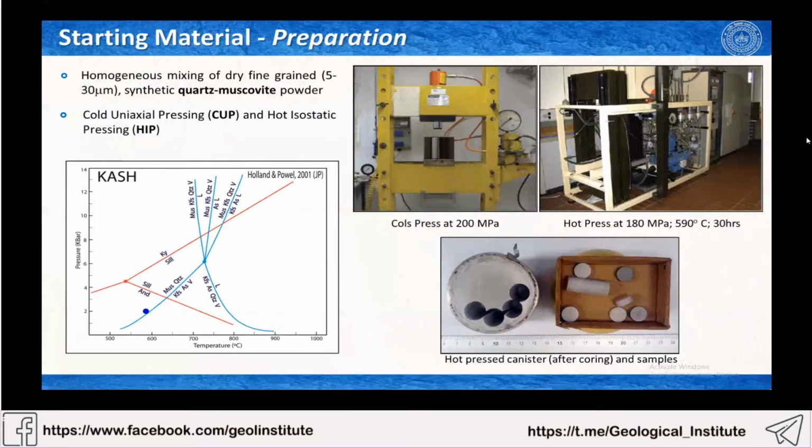So this is how we prepared the sample. Because we prepared a synthetic sample, we used a high pressure temperature deformation apparatus to synthesize it. This is the reaction curve of muscovite and quartz, and we kept the synthesis pressure and temperature just above this so that it doesn't react and produce any of this. So we first do some uniaxial compression, then we hot press the sample at 180 megapascals and 590 degrees centigrade for about 30 hours, and then you get the solid sample out of these powders.